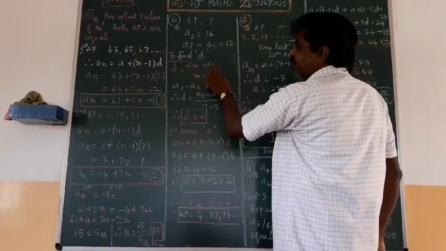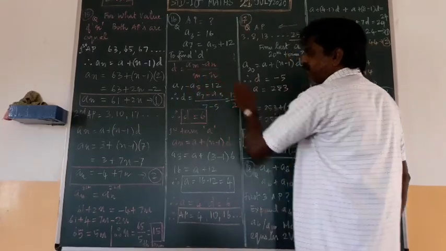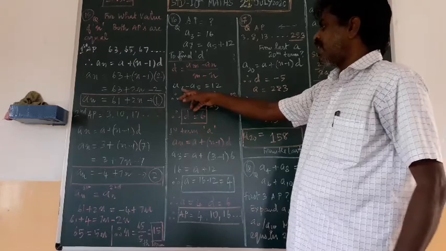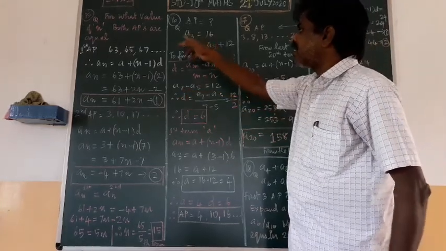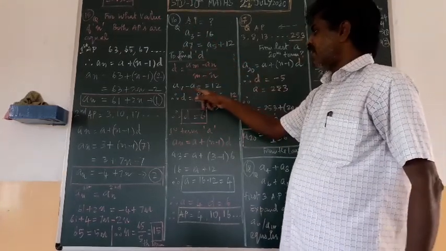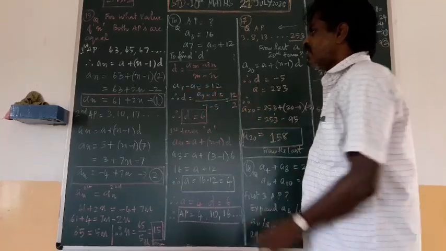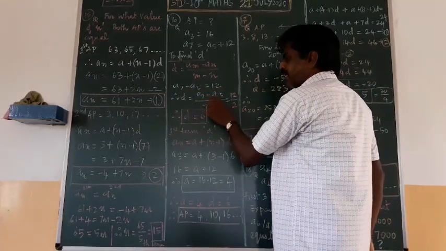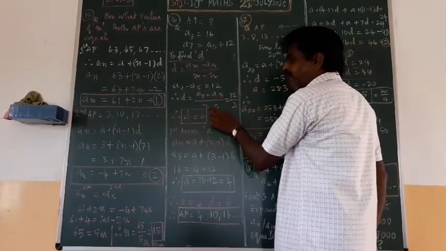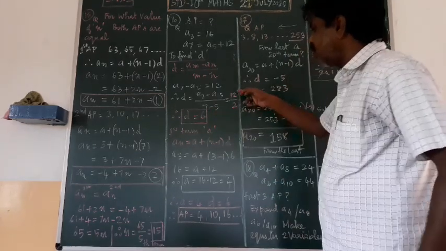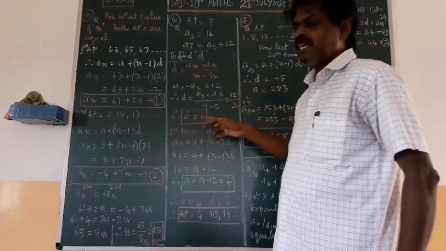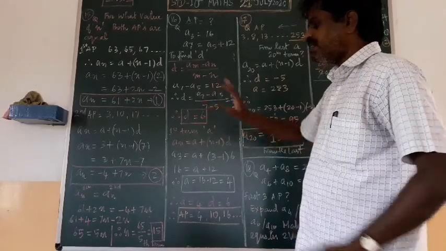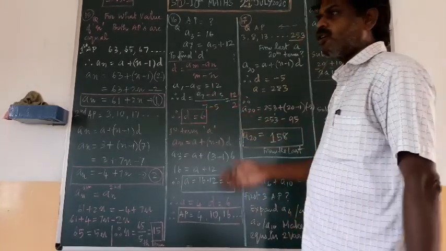How? a_m minus a_n over m minus n. So a7 minus a5 equals 12. Then I substitute: a7 minus a5 upon 7 minus 5, so 12 upon 2. So d will be 6. Okay, one common difference we have found. Then go for the first term.